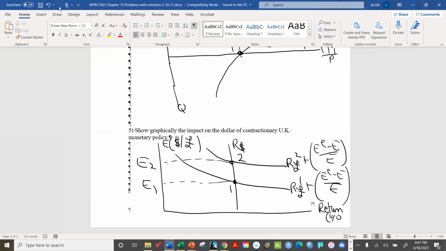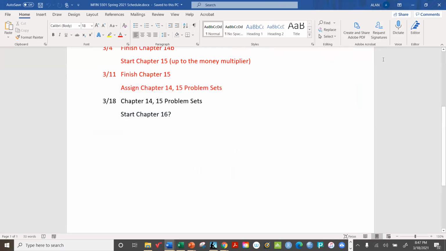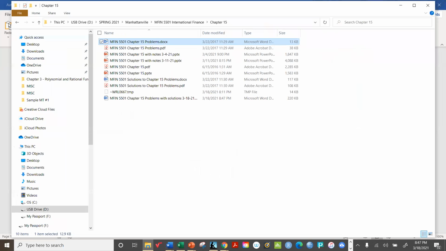So we're ready for 16. I'll post these solutions on Blackboard later on, but right now, let's get to chapter 16 and let's see what that's all about.